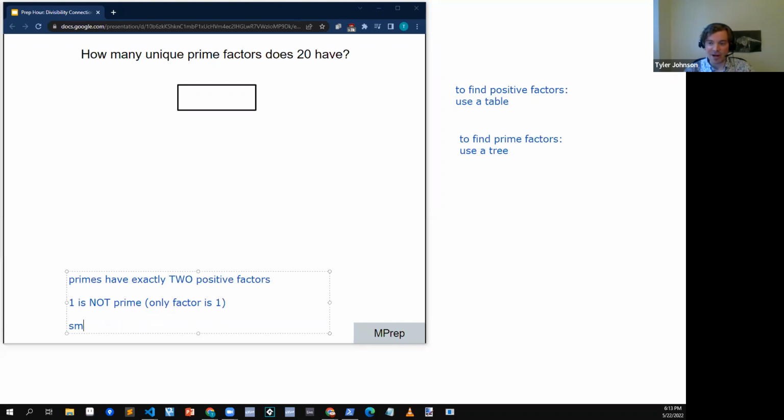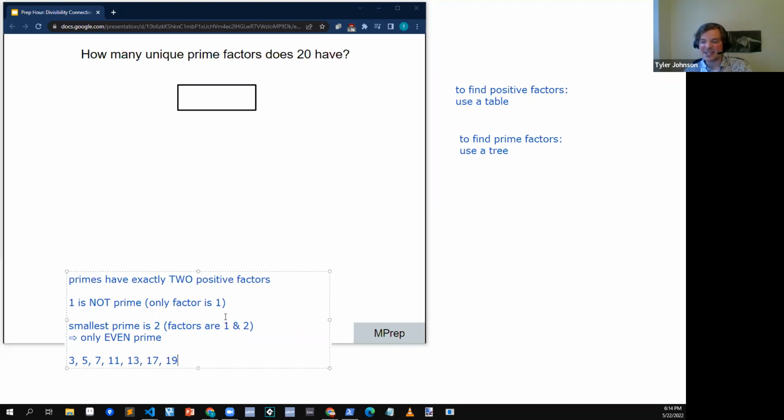And the smallest prime is 2, right? Its factors are 1 and 2. It has exactly 2, so it's prime. Another fun fact about 2 is it's the only even prime. Every other prime out there is odd. The next ones would be 3, 5, 7, 11, 13, 17, 19. It's good to be able to rattle off the first few primes up to 19 off the top of your head. Get tested a fair amount on this exam.